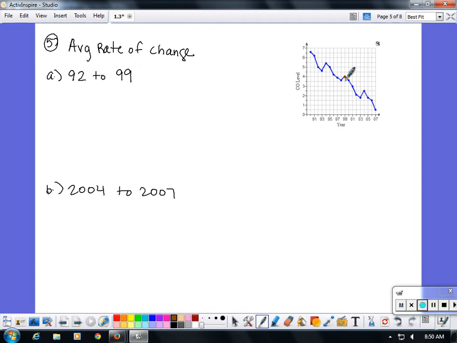So here's 99. It's 99 as your x, 4 as your y, and then to 92, right here. So it's 92 and 5. So let's do y2 minus y1 over x2 minus x1. You get 1 over negative 7, negative 1/7. And it's negative because your graph is falling.